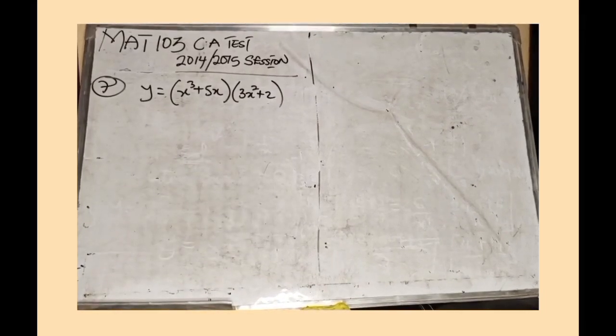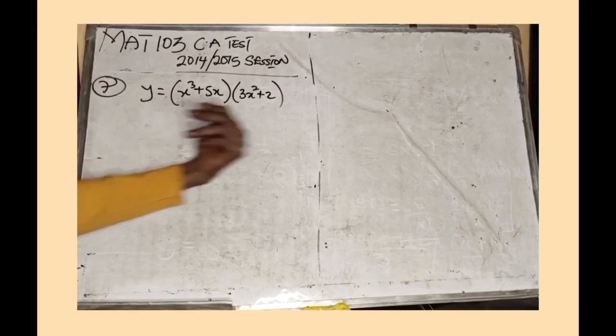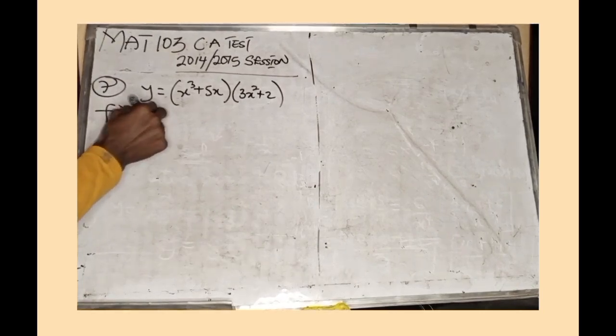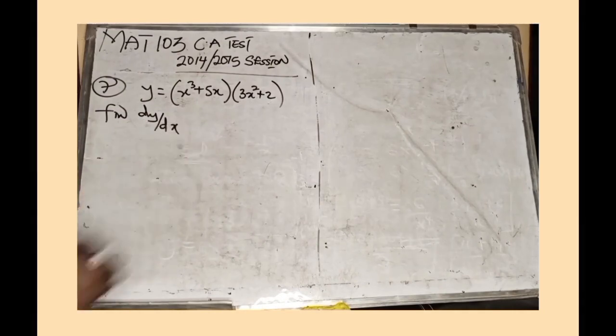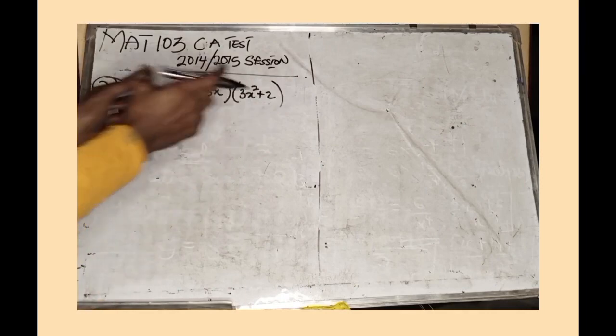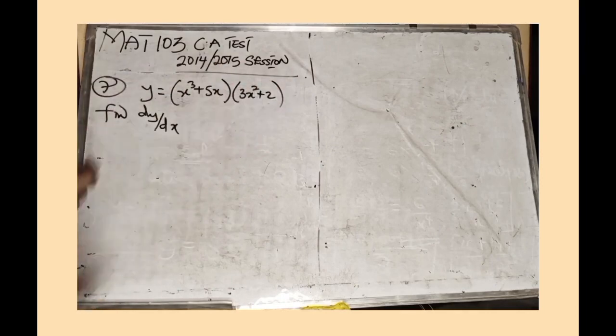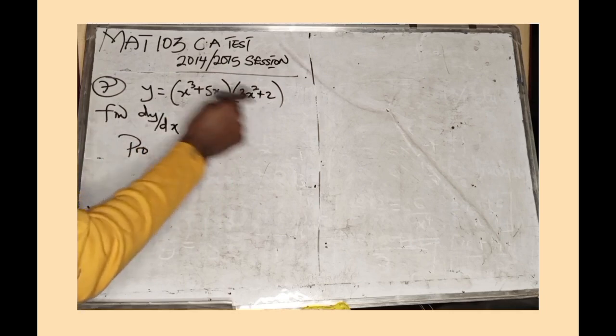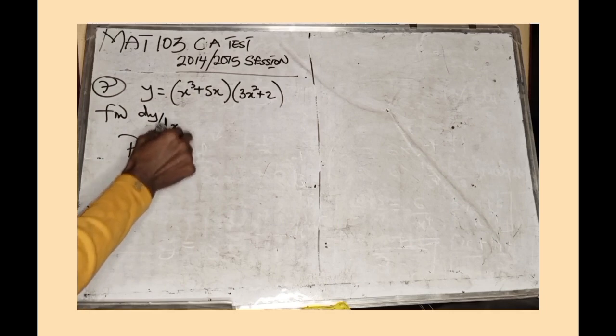Okay, now guys, for question number 7, we say if y is equal to this very expression, we should find dy/dx, also y prime. You see, we have two sections or two compartments of x's here. So this will be solved using the product rule, because they're multiplying themselves.